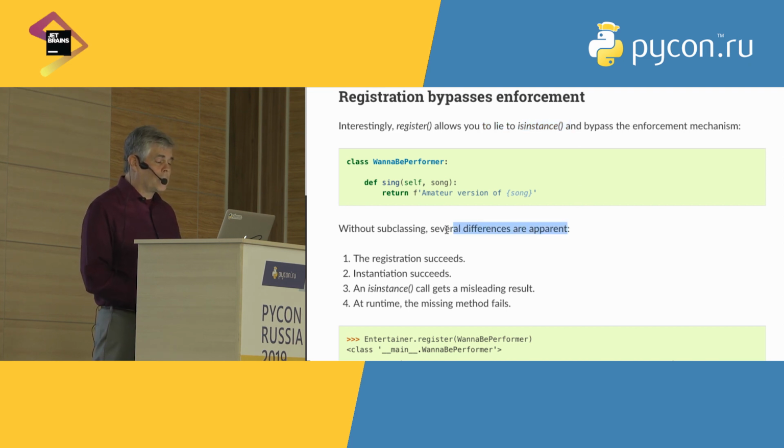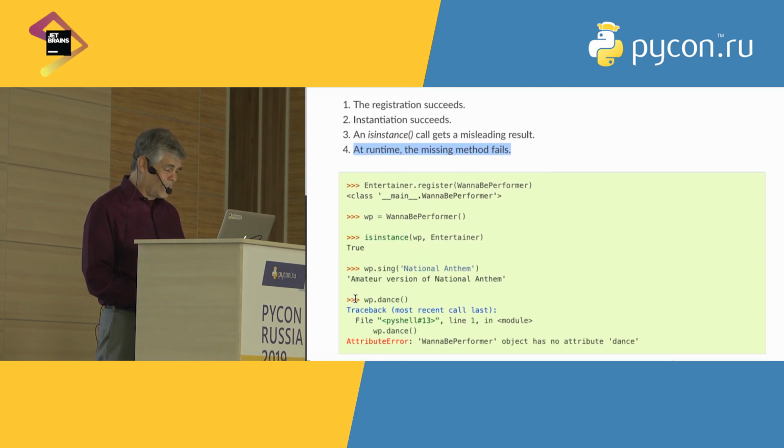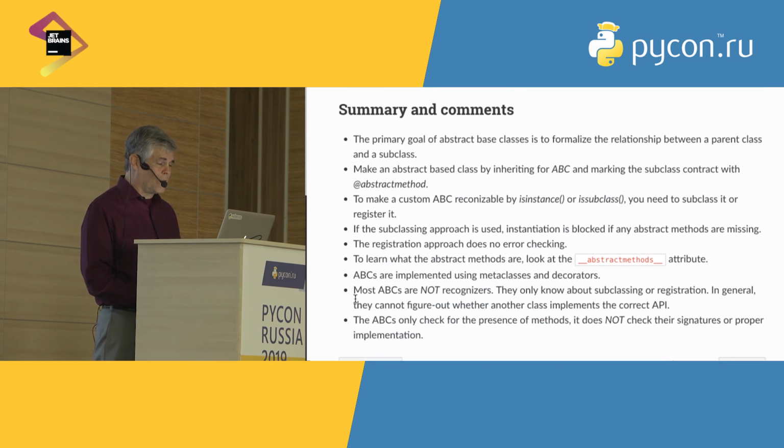So without subclassing, there's several differences. The registration always succeeds, even if you're not a real entertainer. The instantiation succeeds always, even if you're not a real entertainer. And isinstance will claim that you're an entertainer, even if you're not. And at runtime, the method fails. So there is some danger in the registration method. You actually really want to make sure that you implement all the methods because it has no way to check for you. Who learned something new? All right, fantastic.